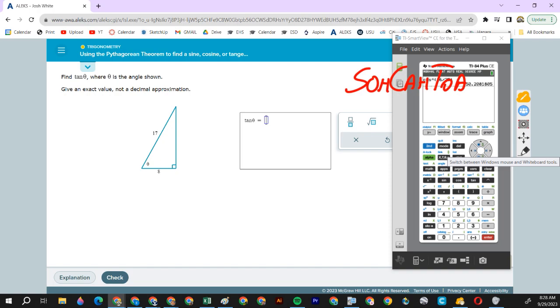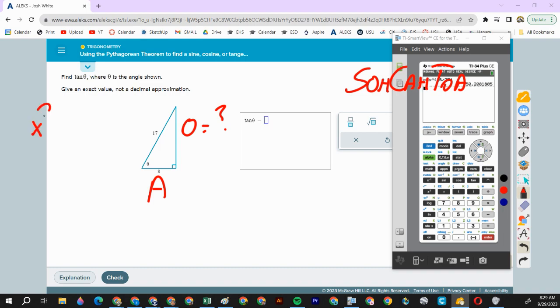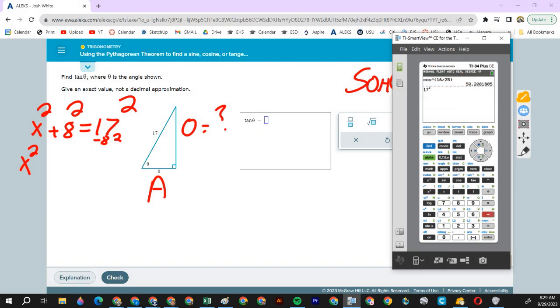Okay, here I want to know how big the tangent is. So the tangent is the O side divided by the A side, but I don't know what the O side is. So I need to use the Pythagorean theorem to find it. X squared plus 8 squared equals 17 squared. So X squared is 17 squared minus 8 squared. 17 squared minus 8 squared is 225.